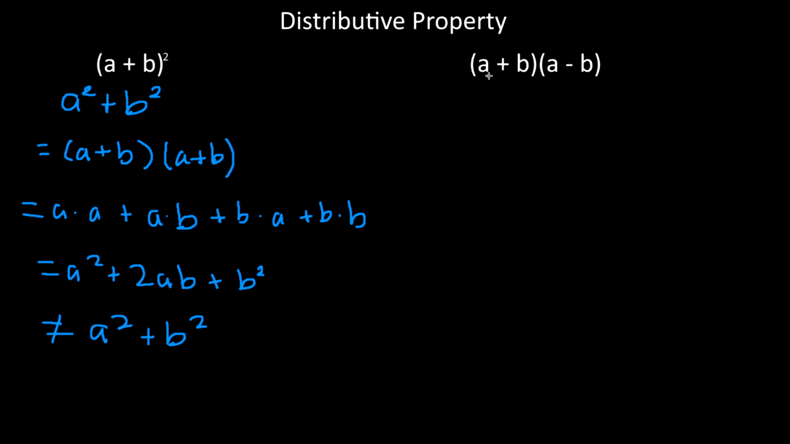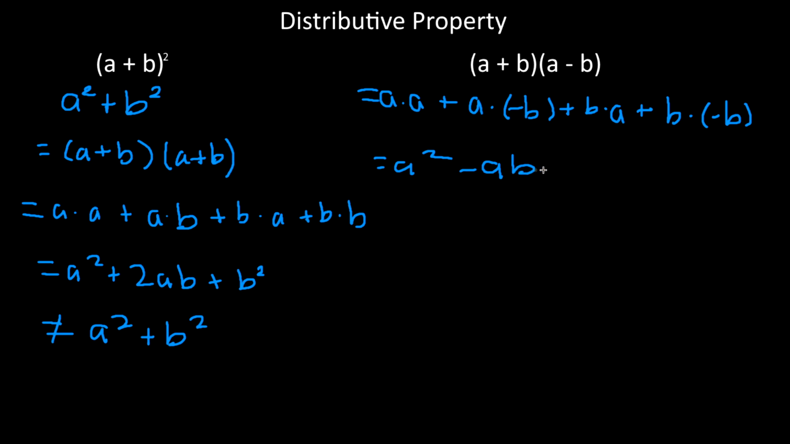Now let's expand a plus b times a minus b. From distributive property, we know that this is equal to a times a plus a times negative b plus b times a plus b times negative b. We can rewrite this as a squared minus ab plus ab minus b squared. These two ab terms cancel out, and we're left with a squared minus b squared.